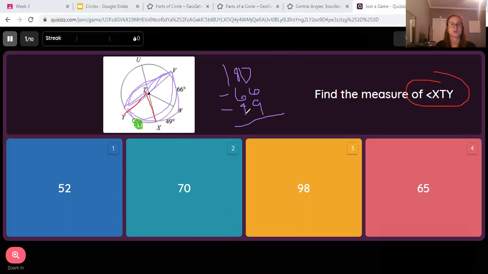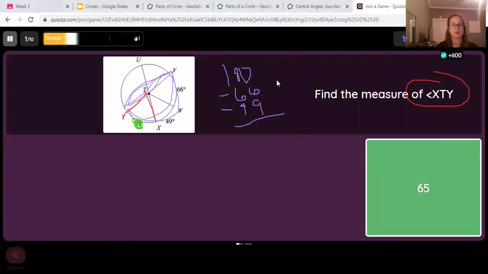So this leftover piece here will be whatever 180 minus 66 minus 49 is. And let's do the math on that one and make sure that we are getting it correct. So we've got 180 for the semicircle minus the 66 minus the 49. And we get a 65. That should be the correct answer. Let's see. And it is. Very good.